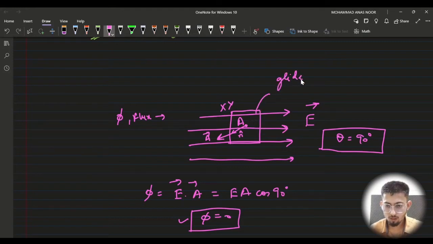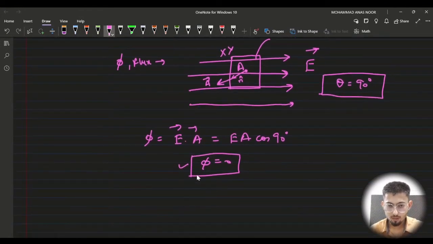Passing is a different thing. Passing means to cross something, like there is some barrier, you should enter it and exit it. Here electric field lines are not crossing this cross section. That's why flux is zero, and hence this definition that E dot A is the flux.